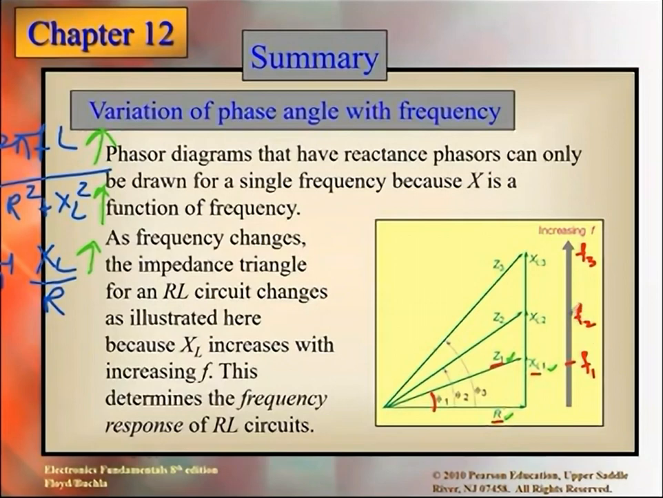Now I increase the frequency and I reach here. As I increase the frequency, you will see XL is increasing. Now it is XL2. Z is increasing. You can see the vector length is more, and you can see the theta is also more. We further increase it and we will find that this is the theta, this is the Z, this is that one.